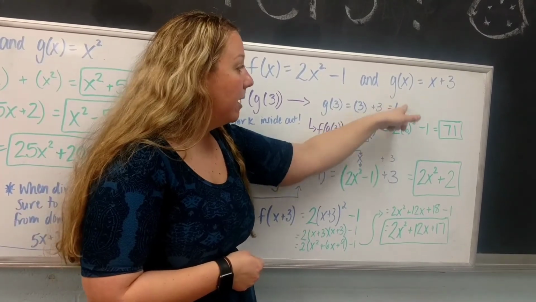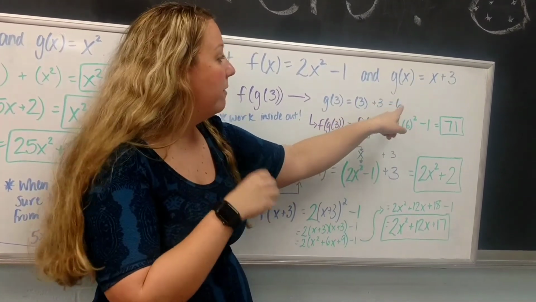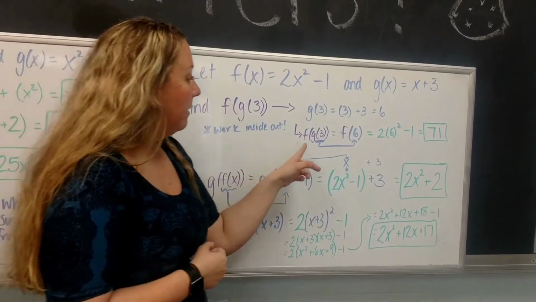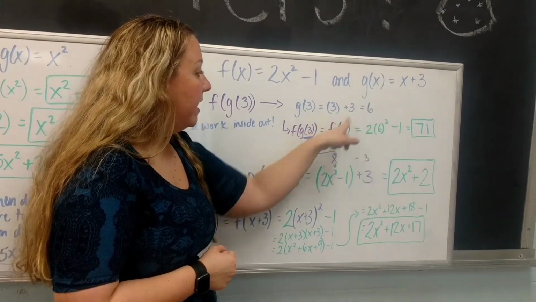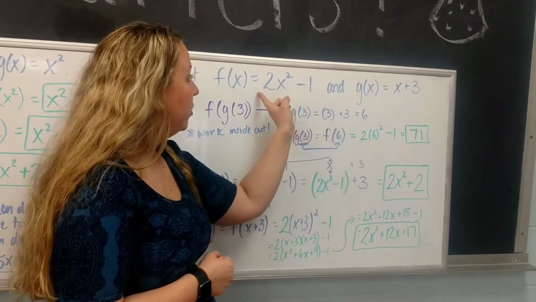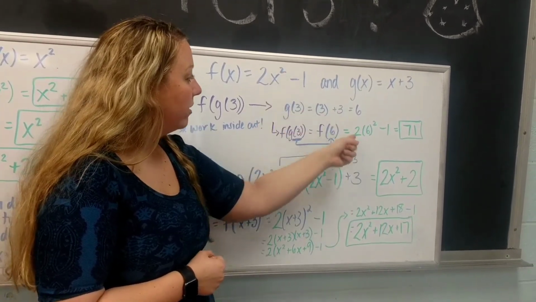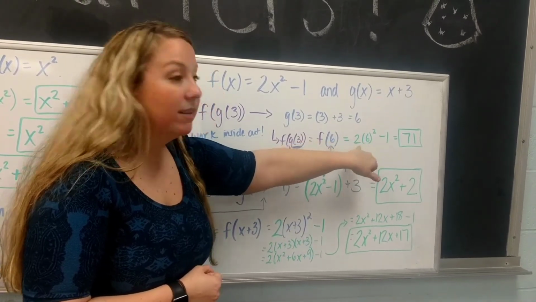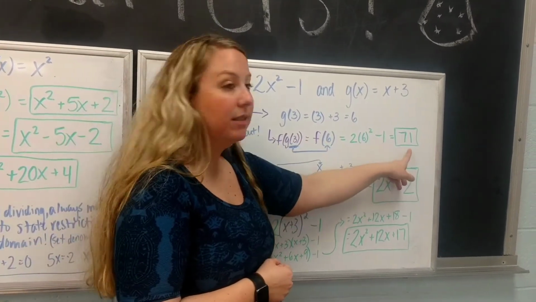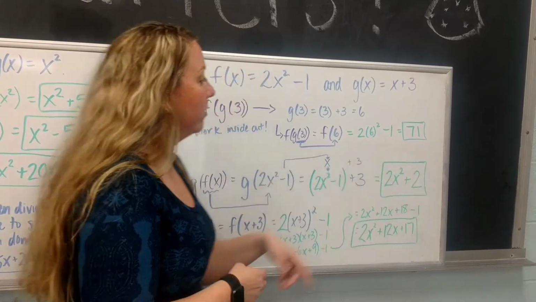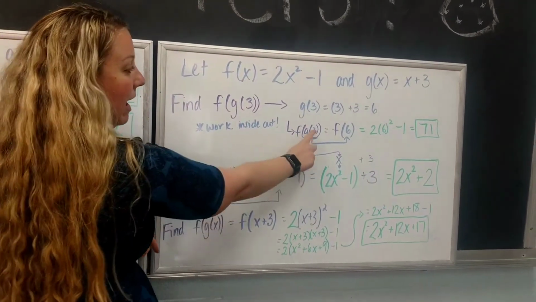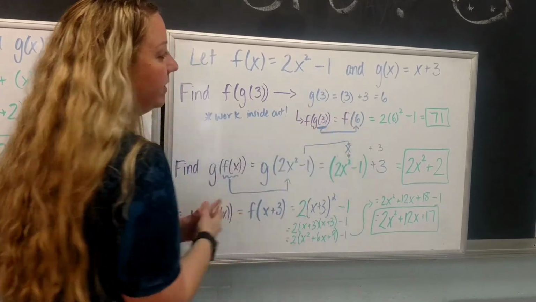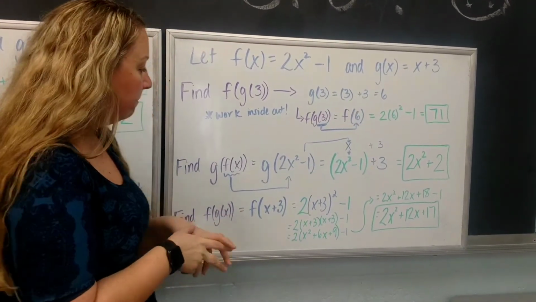Then I take the number I got from finding g of 3 and plug it into f, the outer equation. So that's f of 6. I have 2 times 6 squared minus 1. 6 squared is 36, times 2 is 72, minus 1 is 71. And that's your final answer. So working from the inside out, I have g of 3 plugging in to get 6, and then I have f of 6 to get my final answer.